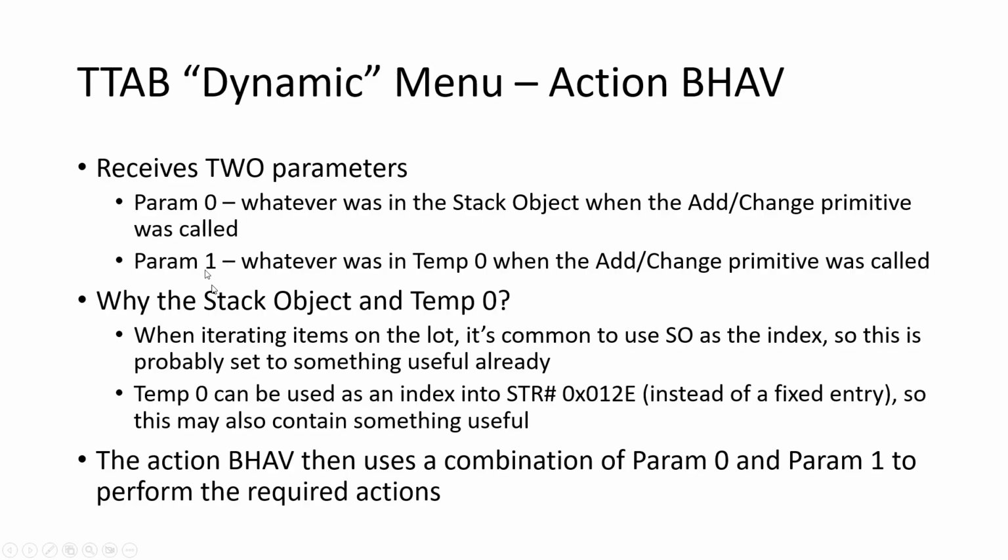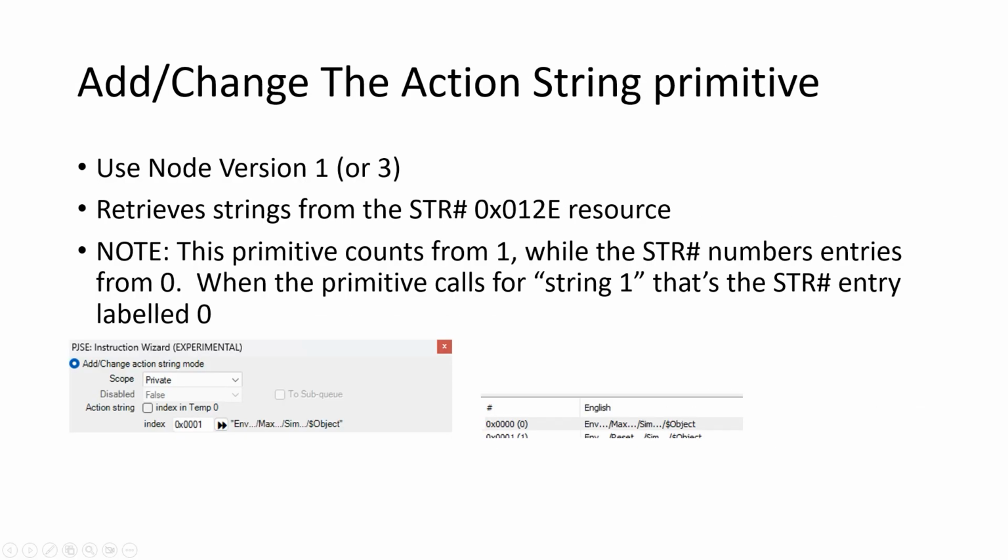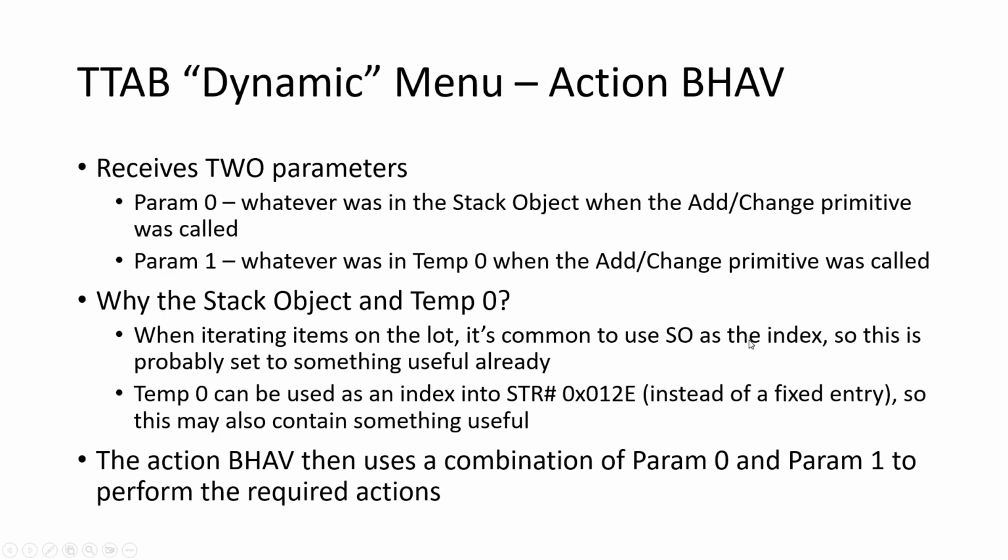The other parameter that we get is whatever was in temp naught when this add change the primitive was called. And that is useful because if we go and look at this primitive here, as well as having a fixed number that we're getting out of the string table, we can say use whatever was in temp naught when we called it. So we can loop over entries in the string table. That's what we'll be doing when I start writing code. So between stack object and temp naught, you can work out what option was selected of the multiple ones generated.